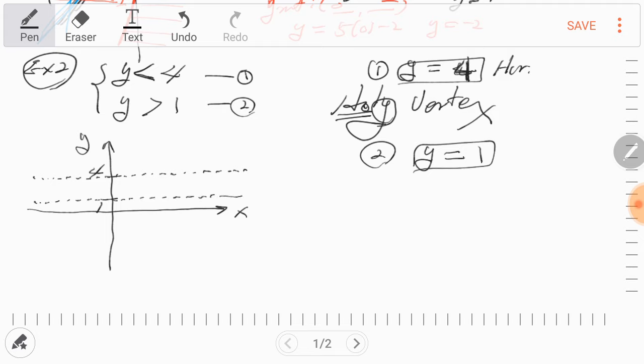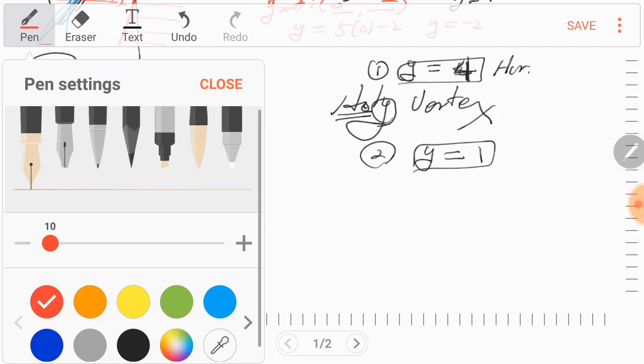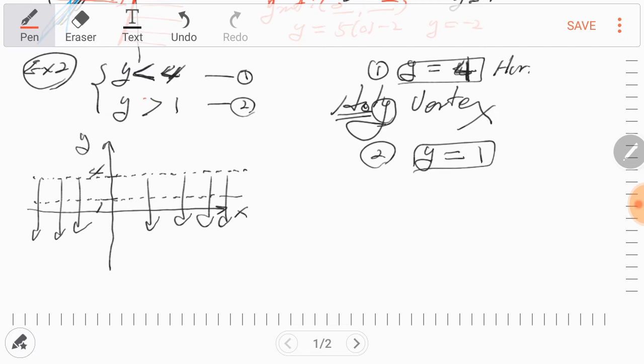Okay, from the first inequality, y is less than 4. That means the area containing all the numbers less than 4, so it's got to be below the line. Right, below the line. Okay, how about the second inequality? The equation of the second inequality is a horizontal line.